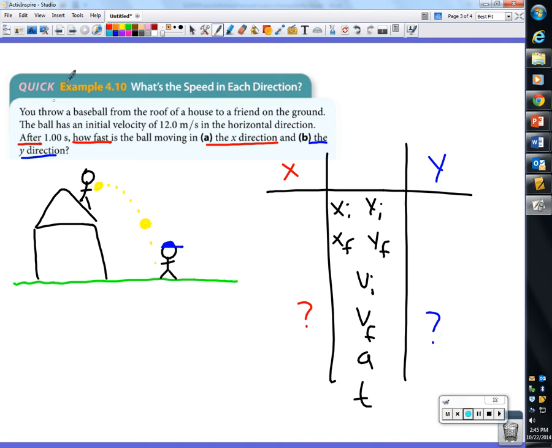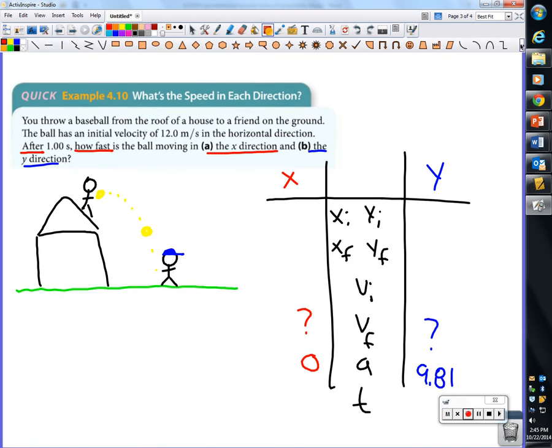Acceleration. Acceleration in the x direction is always 0. Acceleration in the y direction is 9.81, sign dependent upon our coordinate system, right? Luke, where do you want to make our reference point in this problem? Probably a good idea. Not necessary, but we can pretty much make it wherever we want, right?